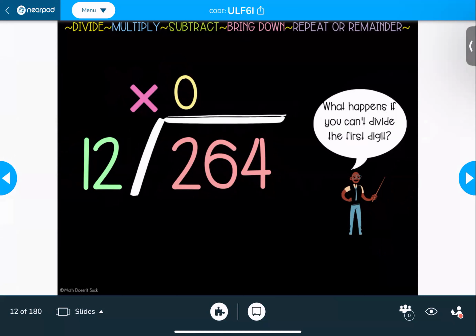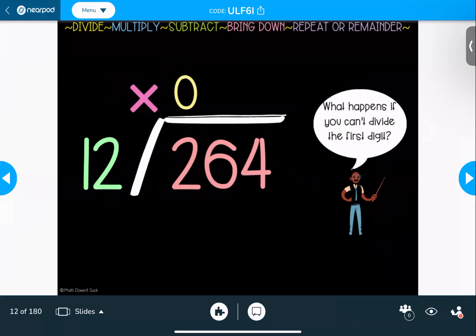So we're starting off with how many groups can I take? And the groups are going to be dependent on the number that is out front of the house. So for this problem, 264 divided by 12, I'm looking to see how many groups of 12 I can take from my number. And I'm going to start by looking at that first digit. So how many groups of 12 can I take from 2? 0. If the number inside is smaller, I cannot take it.